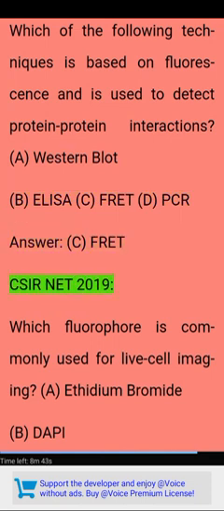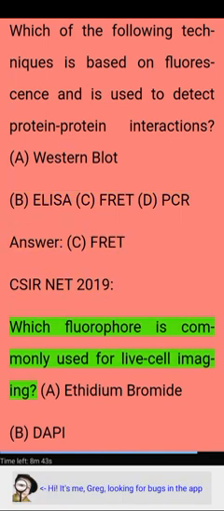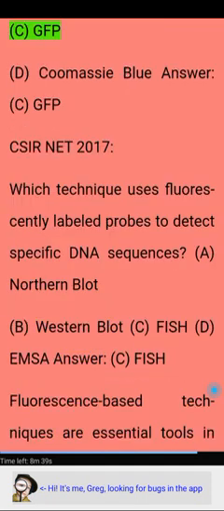FRET. CSIR NET 2019. Which fluorophore is commonly used for live cell imaging? A. Ethidium bromide. B. DAPI. C. GFP. D. Coomassie blue. Answer: C. GFP.